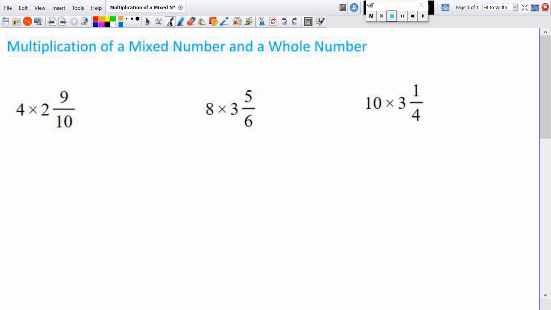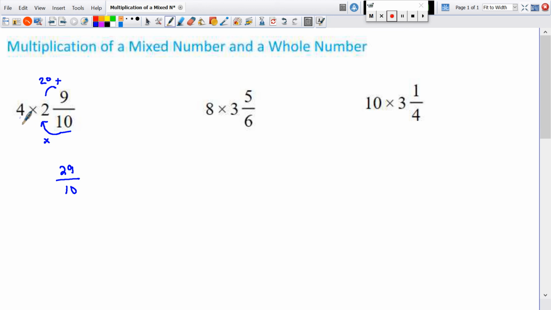Okay, when I'm multiplying a mixed number and a whole number, the first thing I want to do is take the mixed number and turn it into an improper fraction. So here's how you do this. The denominator, the 10, stays like it is. Now you multiply and add. You go from there around in a circle. So 10 times 2 is 20, and 20 plus 9 is 29.